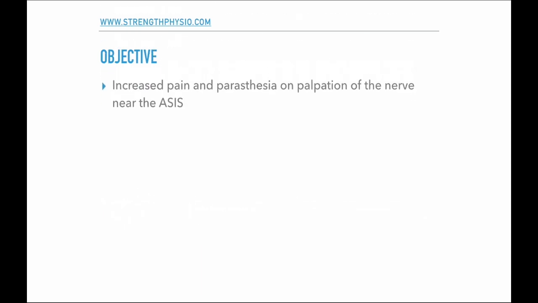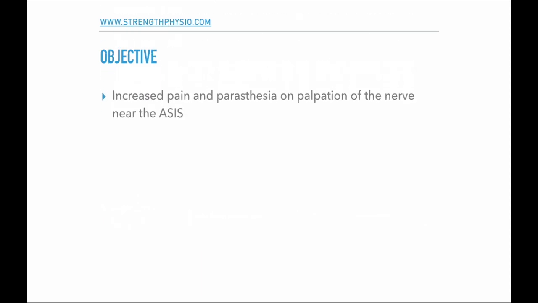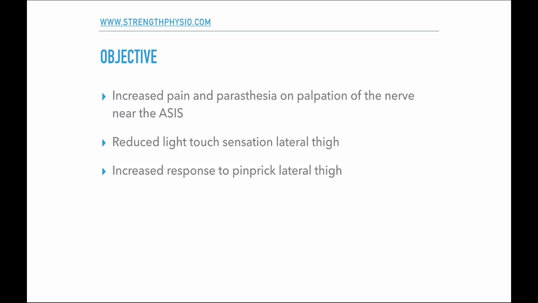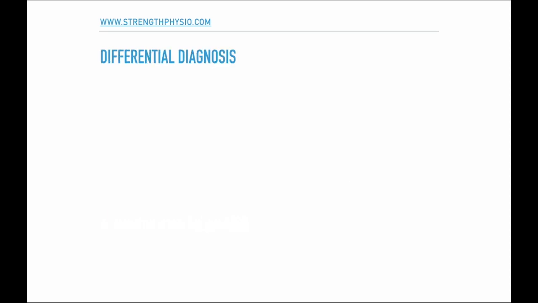So objectively, you've got increased pain and paresthesia on palpation of the nerve near the ASIS, reduced light touch sensation on the lateral thigh, increased response to pinprick on the lateral thigh, no motor loss generally, and a positive Tinel's tap below the ASIS. So again, if you're getting those signs and symptoms doing these objective tests, it's something to definitely think about.